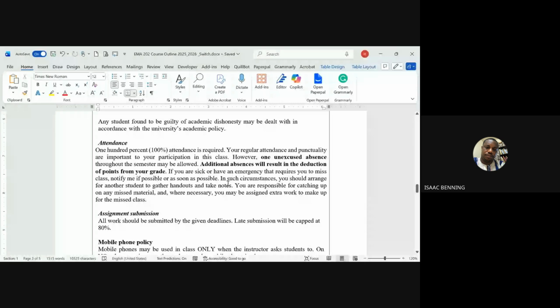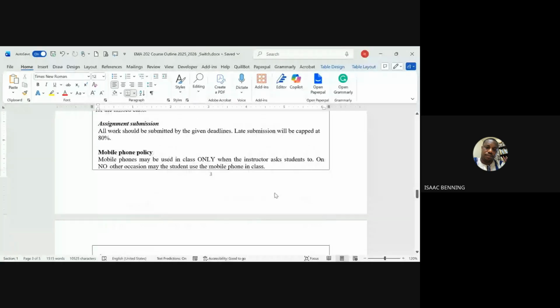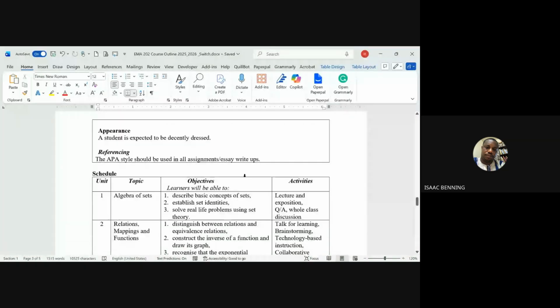So I've talked about attendance already. Ensure 100% attendance. If you don't submit your assignment early, the scoring will be capped at 80%. And usually I'll do it by 20% each day that the assignment is delayed. So if your assignment is delayed 5 days, it means you have scored 0. That's the meaning. Mobile phone, you are online, so I don't have any problem. Appearance, dress well.